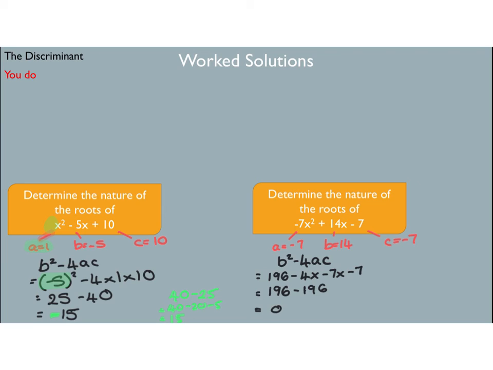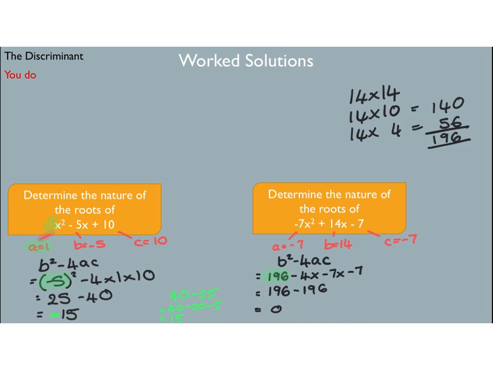Okay, issues with the second one. The first thing I noticed that you might be a little bit wary of is 14 squared, 14 times 14. So remember that's the same as 14 times 10 and 14 times 4 added together. 14 doubled makes 28, 28 doubled makes the 56, and altogether that's 196.